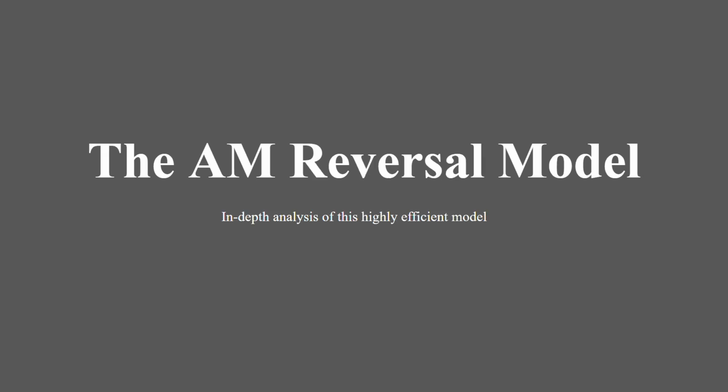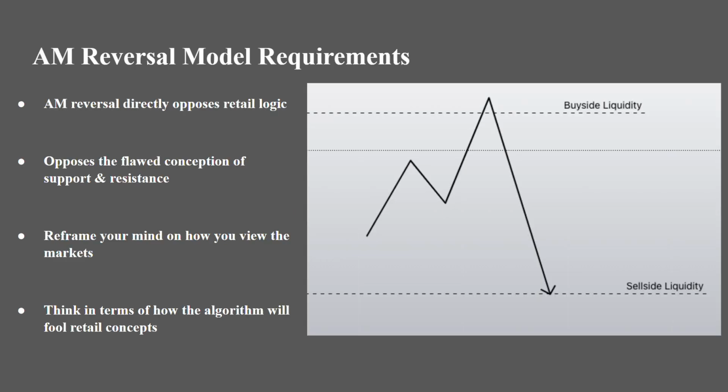So the AM reversal model. I will be giving an in-depth analysis of this highly efficient model. So this is a rough sketch of what the model roughly looks like. I will be going into more detail in the following slides, but as you can see, the AM reversal model consists of price sweeping one side of liquidity and distributing to the other side, targeting opposing liquidity levels.